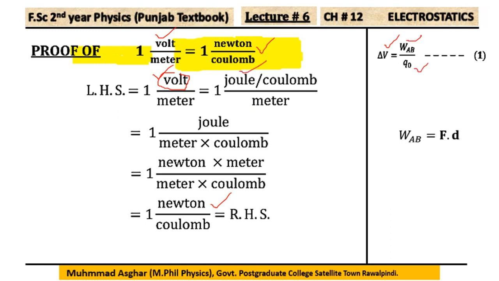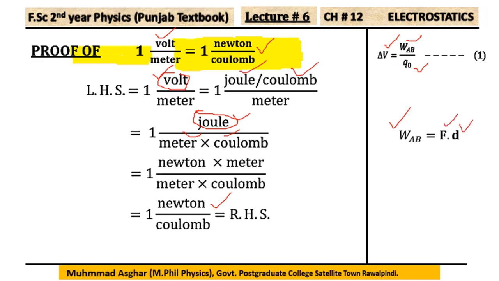the definition of volt. As we know the definition of potential, it is the work done per unit charge, and the unit of work is joule, so we can write joule, and q naught has unit of coulomb, so joule per coulomb. So this can be written as joule per coulomb into meter.